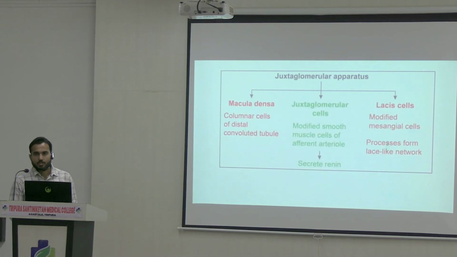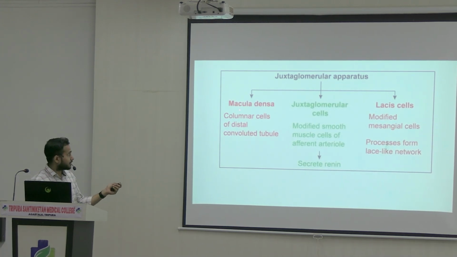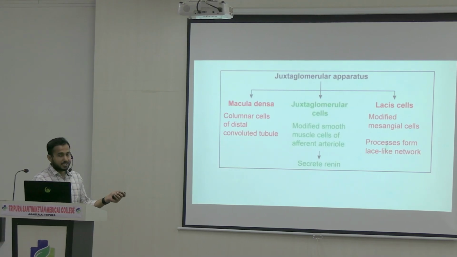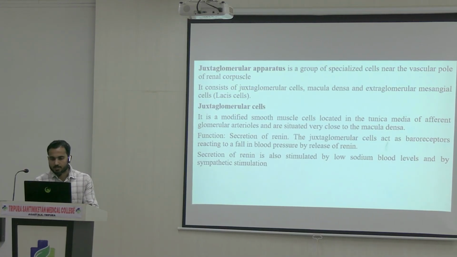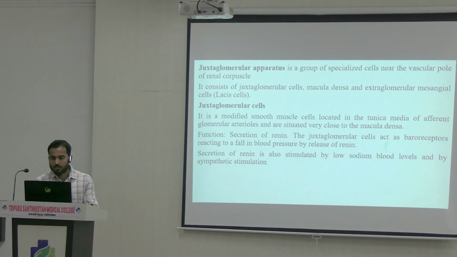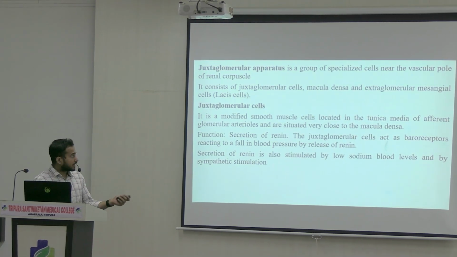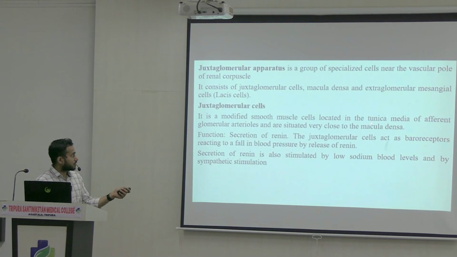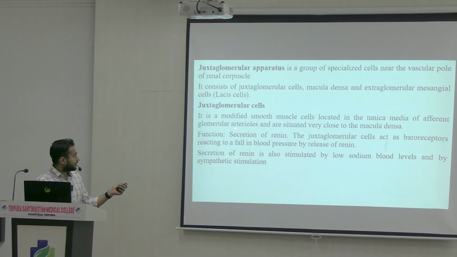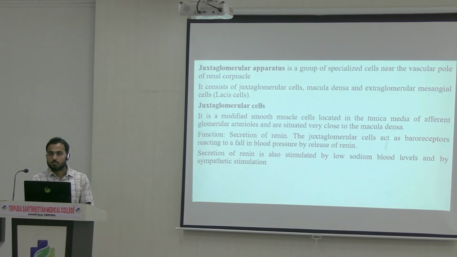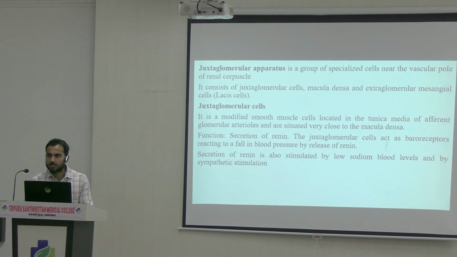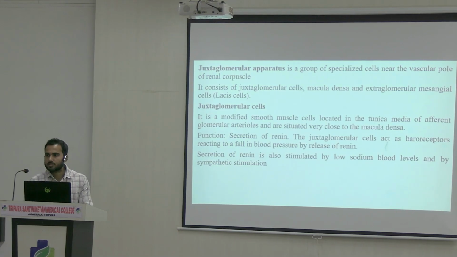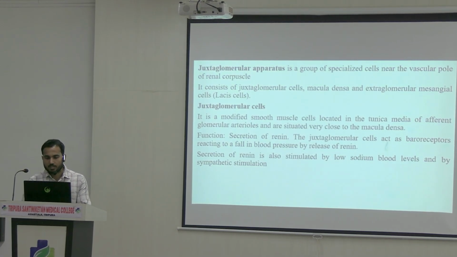Now if you see the juxtaglomerular apparatus, mainly three components are there: macula densa, juxtaglomerular cells and Lacis cells. First of all, the juxtaglomerular cells. What are those juxtaglomerular cells? These are the modified smooth muscle cells which are located in the tunica media of the afferent arterioles. If arterioles are there, tunica media will be there. Tunica media में क्या रहता है? Smooth muscle cells are there. So it is the modification of the smooth muscle cells of the tunica media of the afferent arterioles.